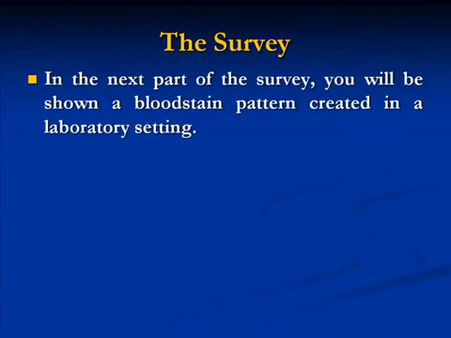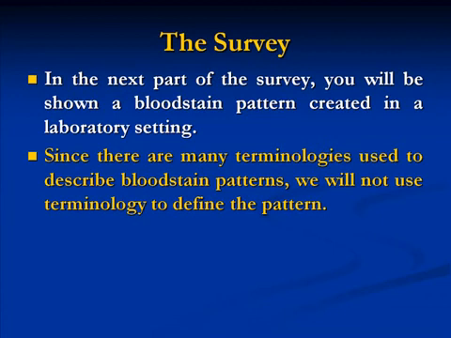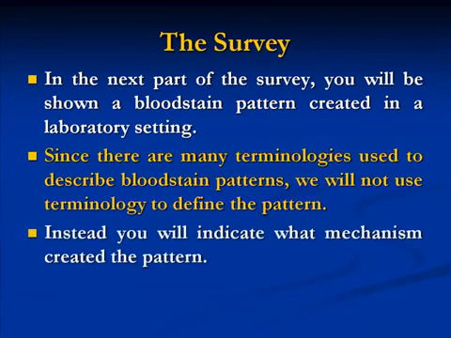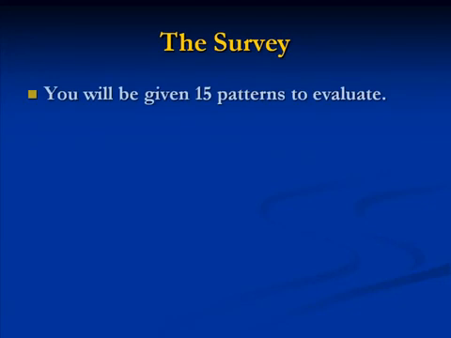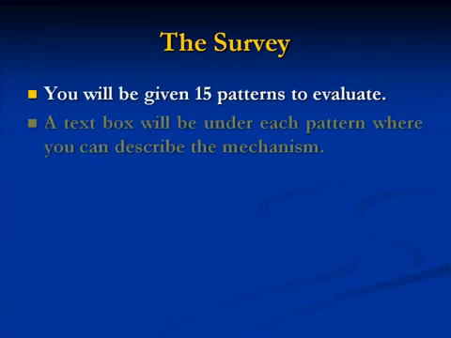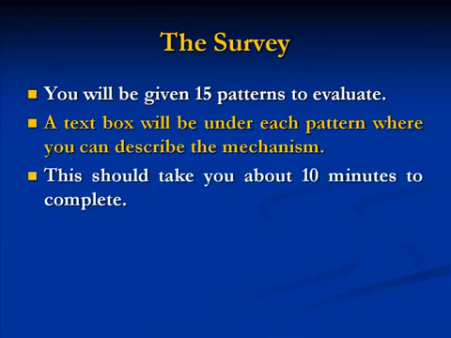In the next part of the survey, you will be shown a bloodstain pattern created in a laboratory setting. Since there are many terminologies used to describe bloodstain patterns, we will not use terminology to define the pattern. Instead, you will indicate what mechanism created the pattern. You will be given 15 patterns to evaluate. A text box will be under each pattern where you can describe the mechanism. This should take you about 10 minutes to complete.